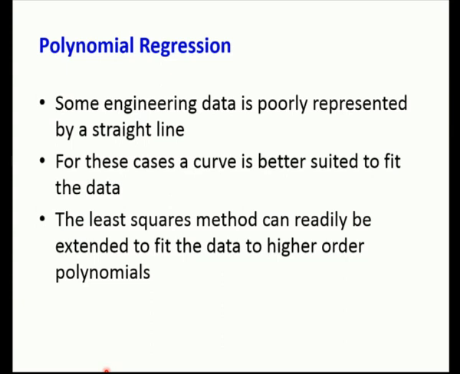In some practical applications, the engineering data is poorly represented by a straight line, because the data will be scattered in a different manner. If you fit a straight line, that may not be the right thing, you will have more error. Even if you try to minimize the error, it will not be a correct representation. So, in such a situation we have to go beyond a straight line, it could be a parabola. We will discuss that in the following slides.